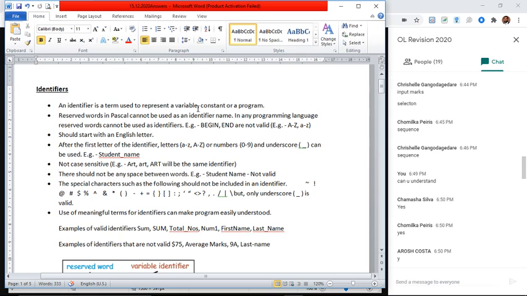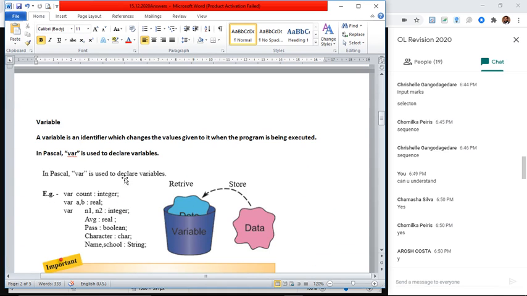It is a special unique identifier to identify anything. Okay, but variable is a memory location. Variable is an identifier which changes the values given into it when the program is being executed. When the program is running, what will happen? The value of the variable is changing, but this variable is identified by its name. So that is the identifier.